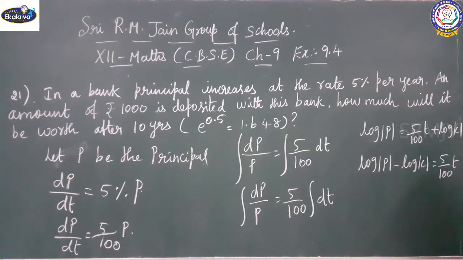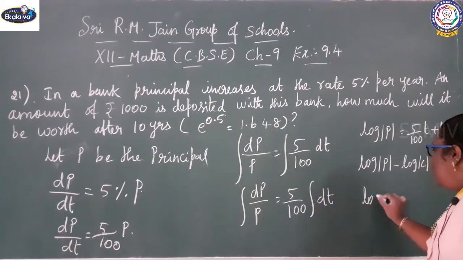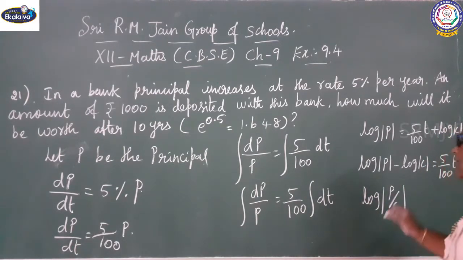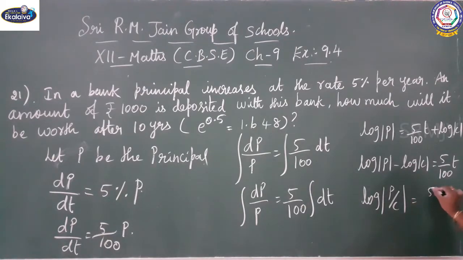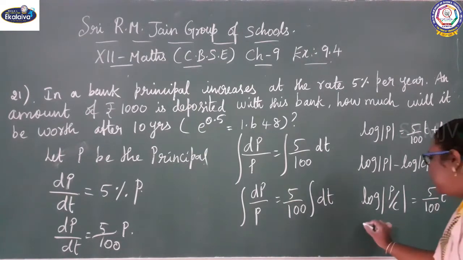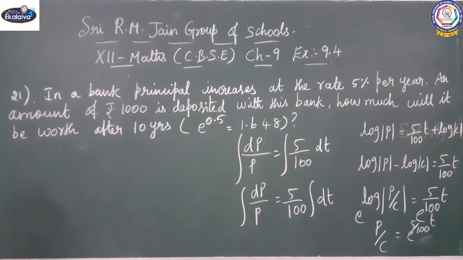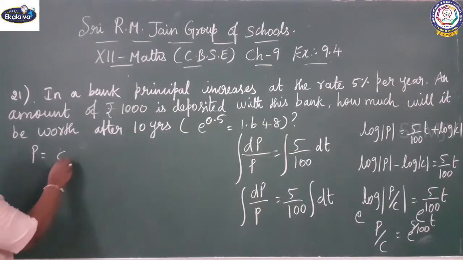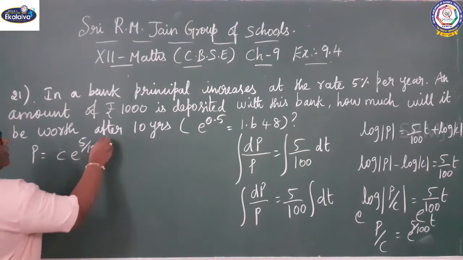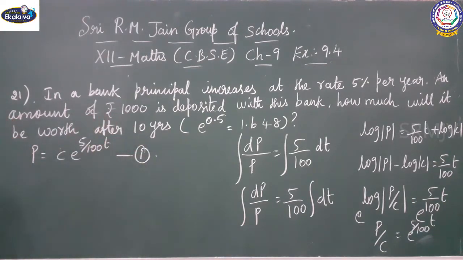Log m minus log n equals log m by n. So log of modulus of P by C equals 5/100 into t. Raising the power e on both the sides, e power log value is 1. So P by C equals e power 5/100 into t. So P equals C e power 5/100 into t. You can take it as 1.